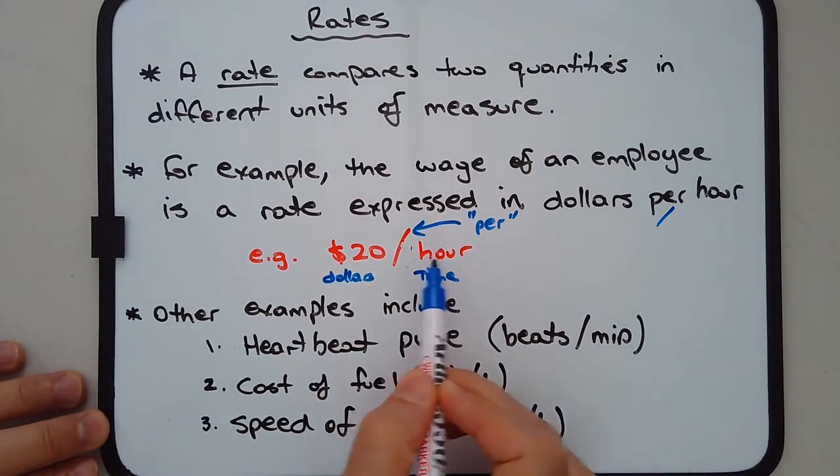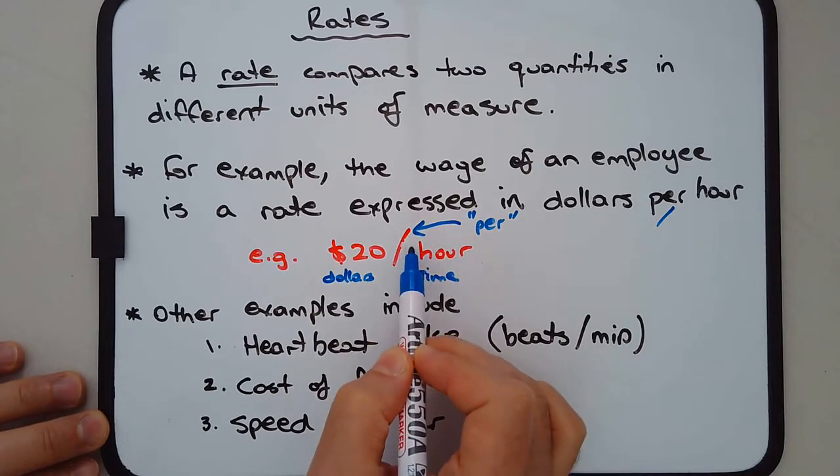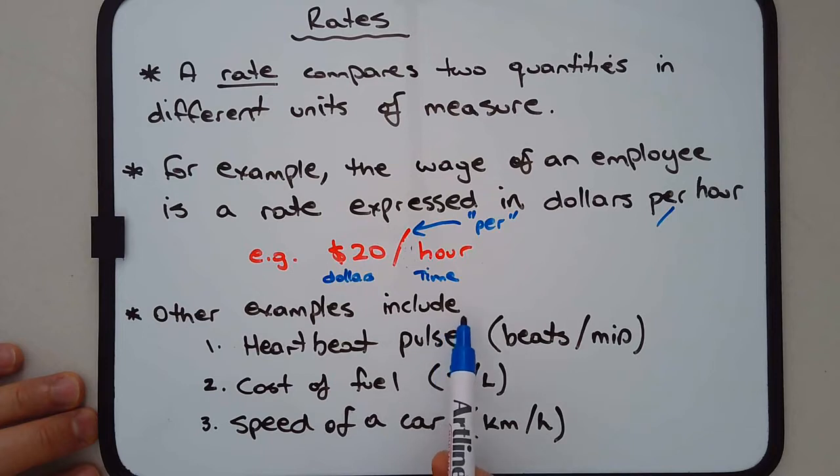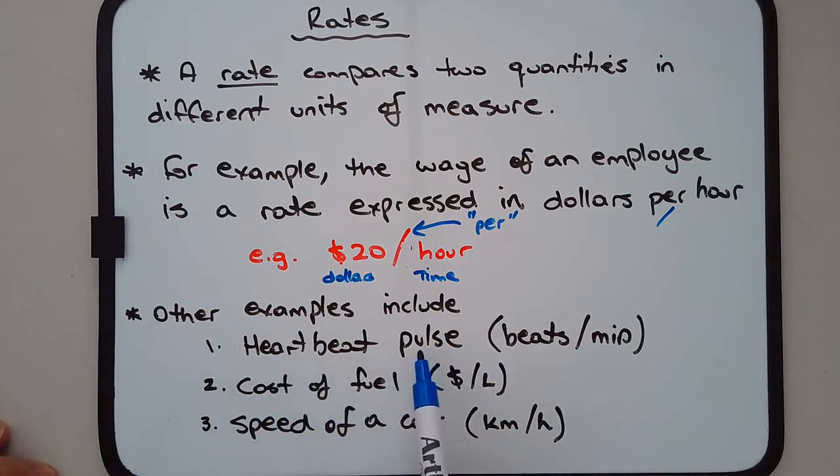So when it's just a word on its own as the second term of the rate, we always assume there's a 1 there. Other examples of rates include heart rate, which is normally beats per minute, so how many beats per 1 minute. The cost of fuel, dollars per litre, is a common measure, again with two different units. The speed of a car is a very important rate that we use very commonly. The two units we measure are distance, in kilometres, versus a unit of time.